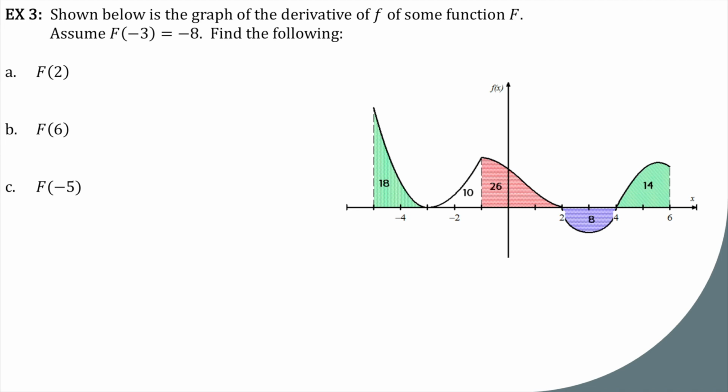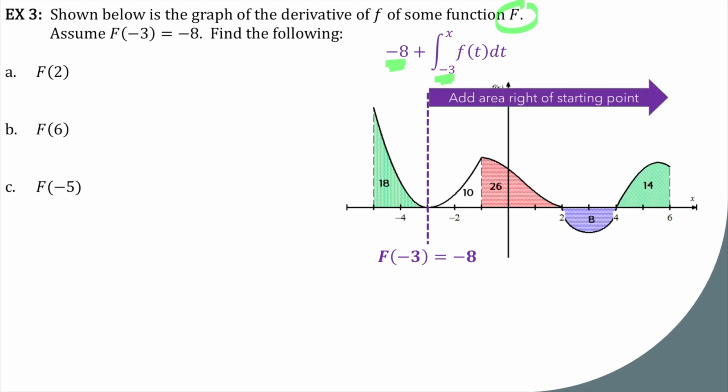Let's try another one. Shown below is the graph of the derivative of f for some function f. Assume f of negative 3 equals negative 8. Mathematically, this is what we're looking at. We have a starting point of negative 8. That's a y value at x equals negative 3. From there, we're looking at area under the curve. Anything to the right of our starting point is area that we're adding. Anything to the left of our starting point is area that we are subtracting.